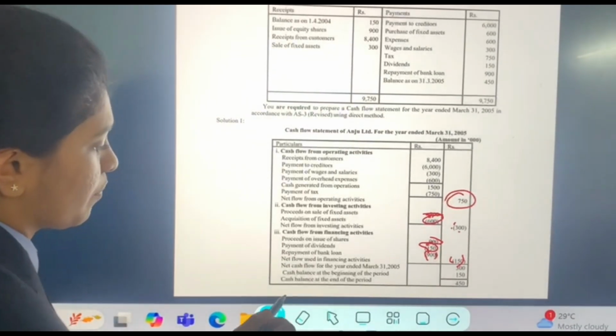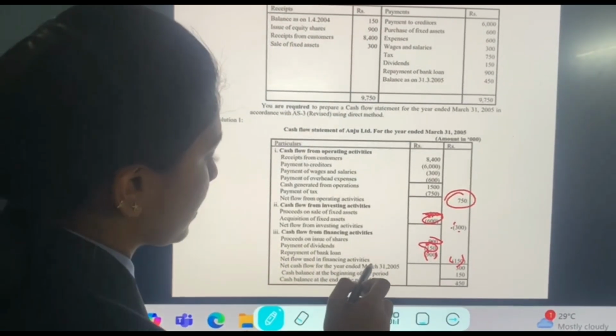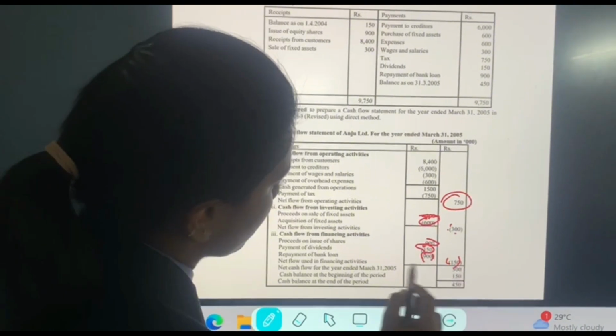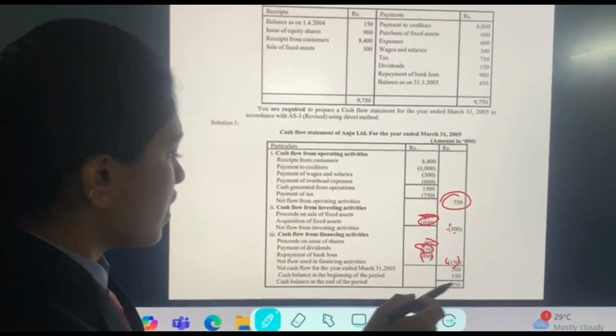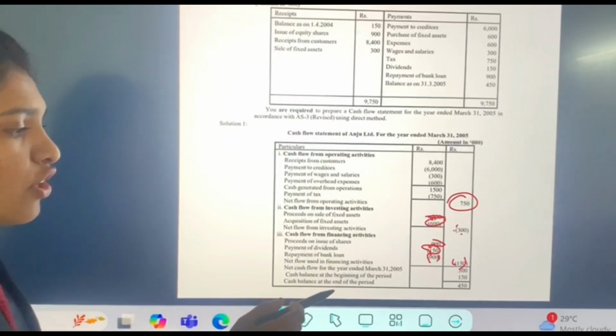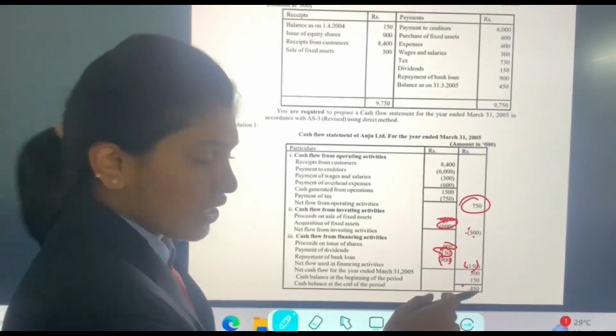So the net cash flow for the year ended March 31st, 2005 is 300. Cash balance at the beginning of the period is 150.